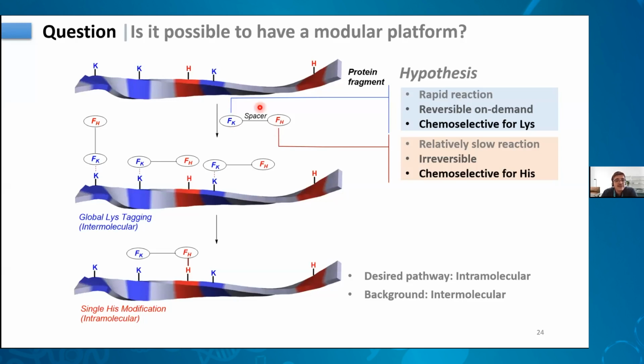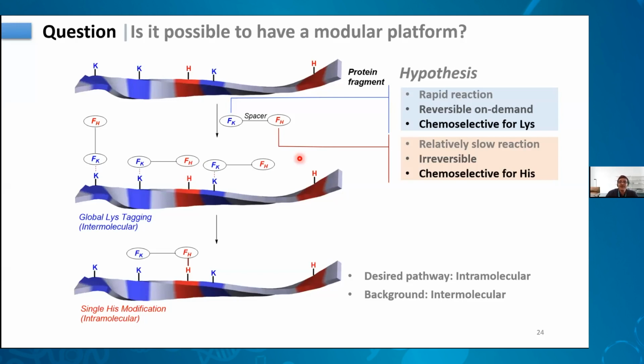Then if I have such a reagent that can be mixed to the protein or mixture of proteins, then the first thing that the FK will do is that it will just go and react with all the solvent accessible primary amines. And then it gives you an opportunity to control or regulate the micro concentration of FH near a particular histidine residue simply by the way you design the spacer that connects the two functional groups. Now you should notice that this desired pathway is an intramolecular one. And any background reaction, if it has to happen, it will have to traverse through an intermolecular pathway. So that's something that plays in our favor.